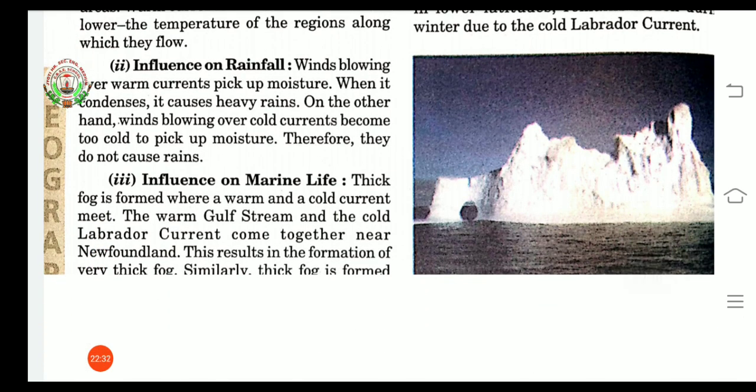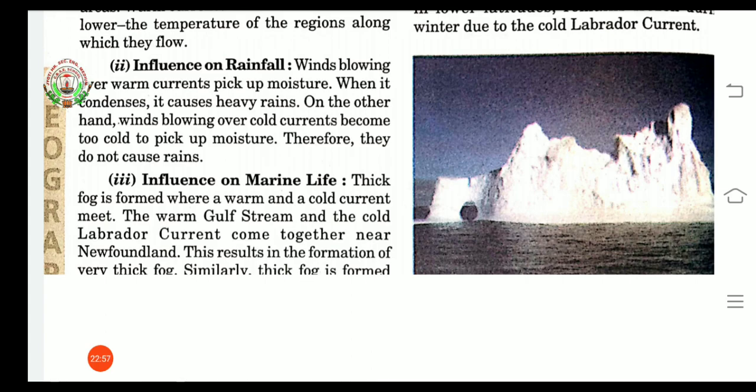Third is influence on marine life. Now thick fog is formed where a warm and a cold current meet. We are having two examples here regarding this. First is the warm Gulf Stream and the cold Labrador current that come together near Newfoundland, and this results in the formation of very thick fog.